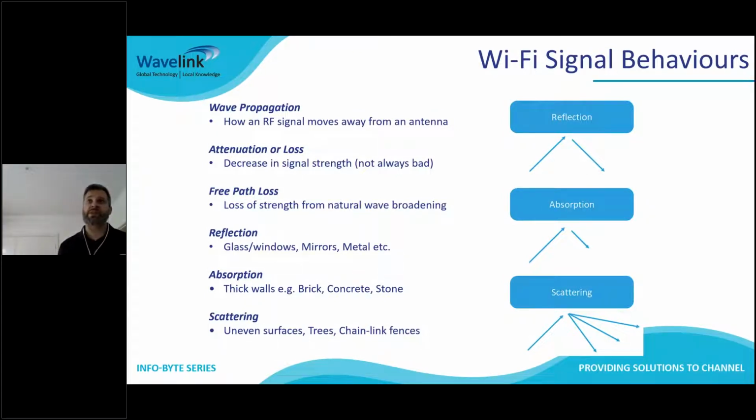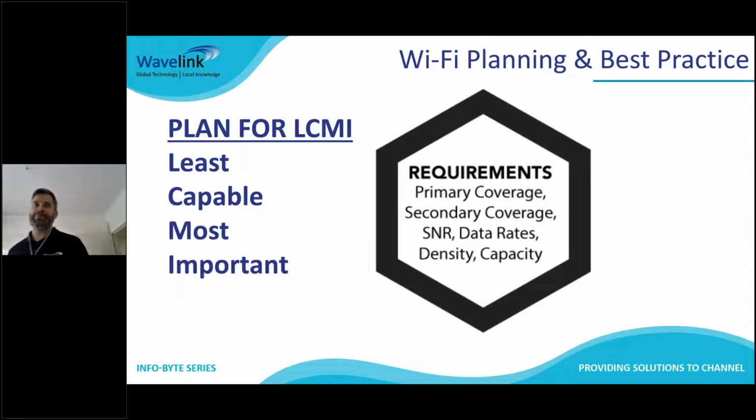But just some simple ones to take into consideration when planning or scoping opportunities as well. Again, you know, reflection, absorption, how much brick, concrete, dense walls are not Wi-Fi's friends. Yeah, free path loss, attenuation or loss as well. Not always a bad thing though. We can tune our access points down to facilitate more APs in a given area, to facilitate more clients, high density solutions. And all of this comes back to the most important thing.